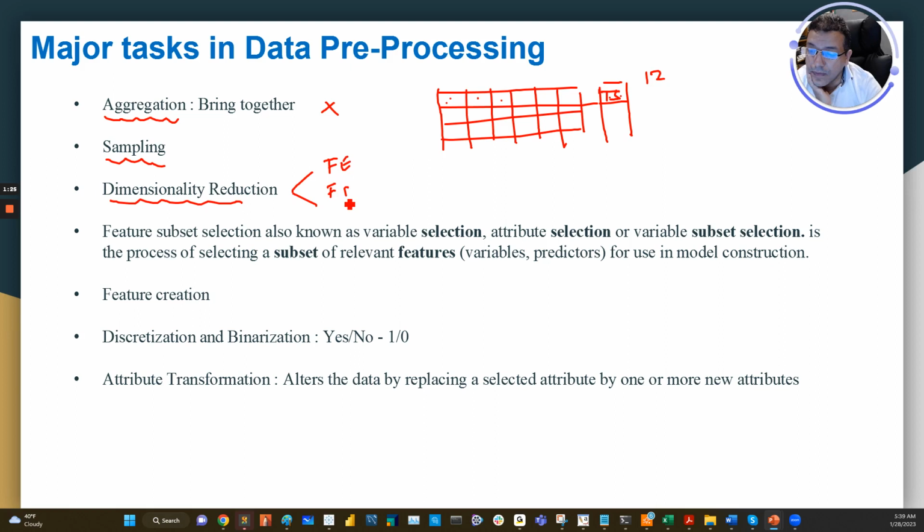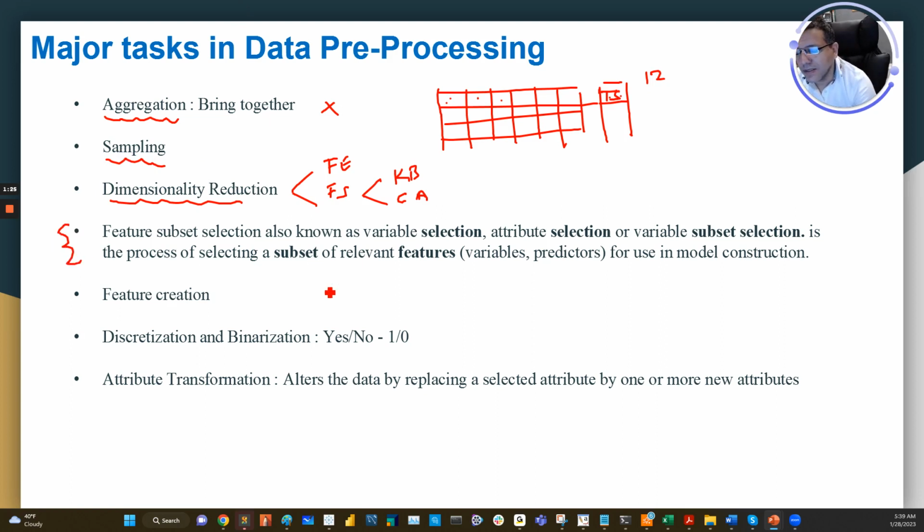Feature subset is always good to take. It's similar to the sampling. You take a subset not only in terms of the records, but in terms of the variables as well. Feature creation, discretization. Sometimes you are going to have a value like yes and no. Transform it to 0 and 1.